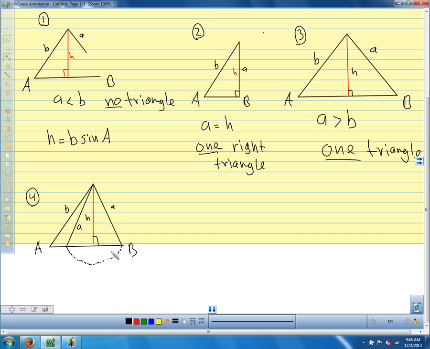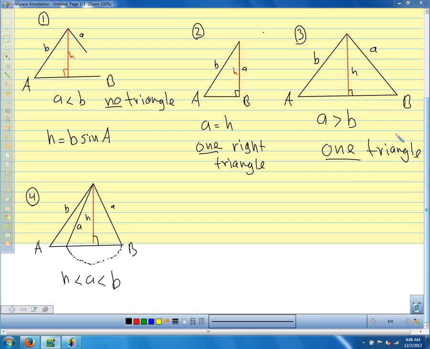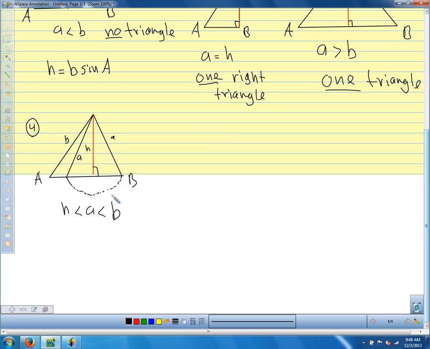In this case, A is larger than the height, but smaller than side B. So side A is between the height and side B. In this case, we get two possible triangles. And this is the one we call the ambiguous case, because we get two answers.